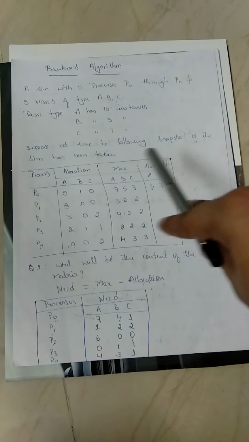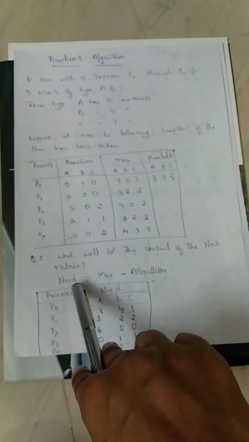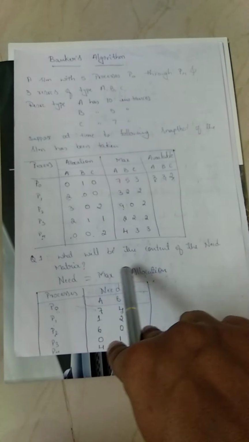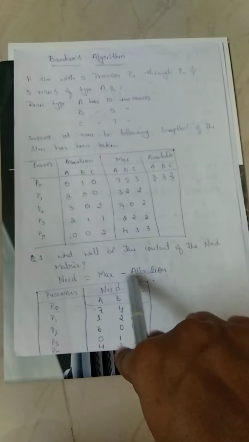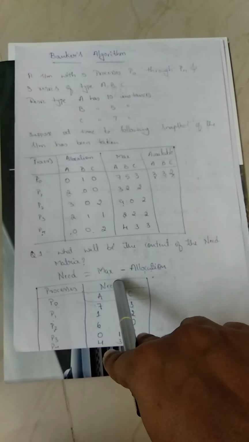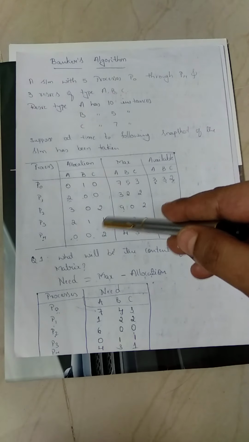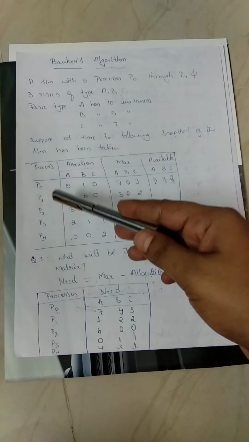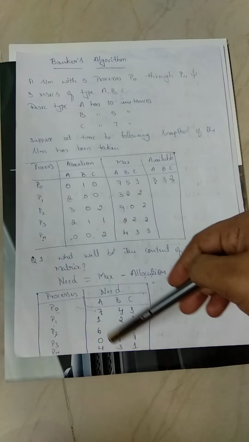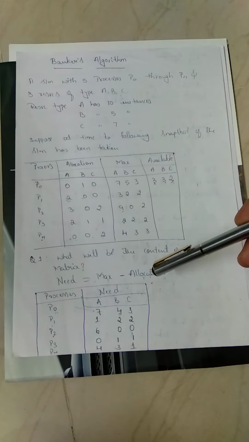Once you have this, you have to find out the need matrix according to Banker's algorithm. The need matrix can be calculated as maximum minus allocation. The need matrix indicates the remaining resource need of each process. That means the maximum demand is this much, and at a given point of time the allocation is this much. So what are the remaining resources that need to be allocated for this process? That can be calculated by max minus allocation.